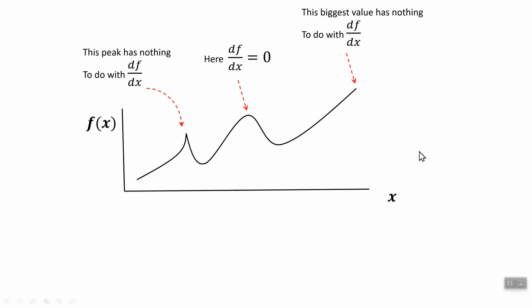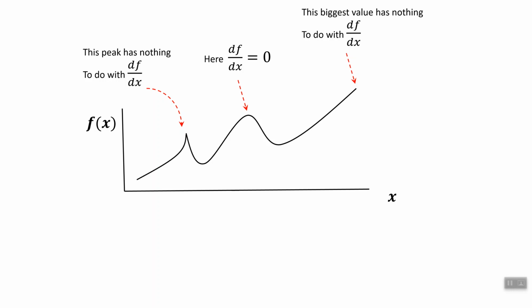Okay. Now, let's make it a little bit more complicated. Suppose the function f that we have looks like this. Notice that based on the discussion that we had, at the point in the middle peak right here, df/dx is 0 because it has a horizontal tangent line. But if you look at the point on the left, df/dx doesn't even exist. So you cannot even talk about df/dx equal to 0.